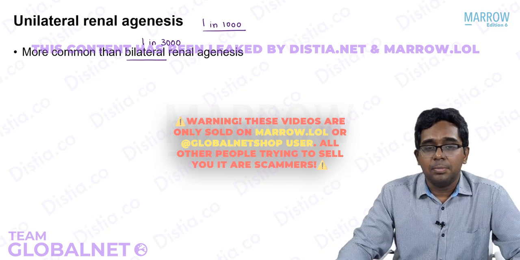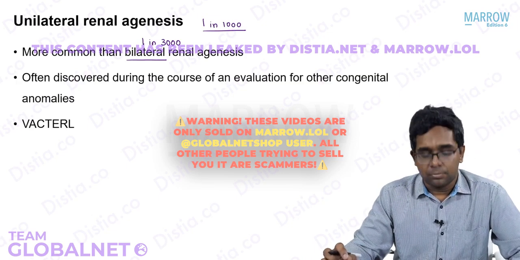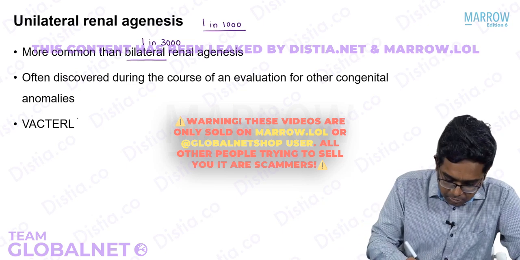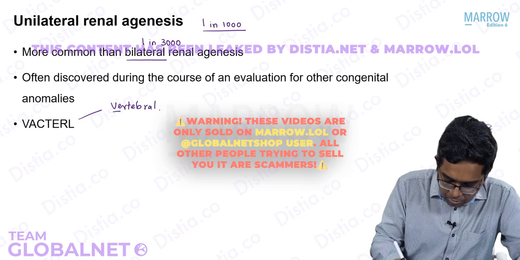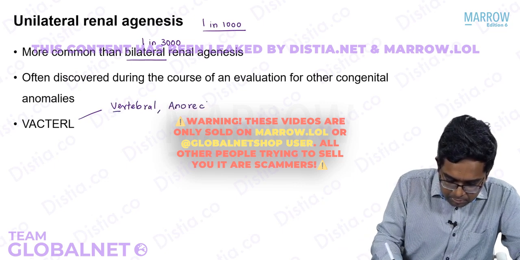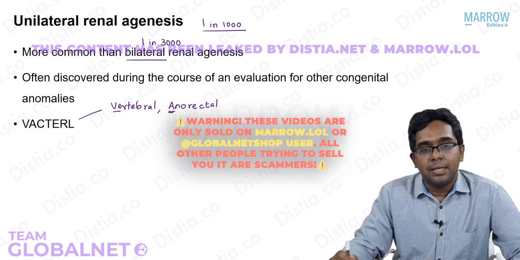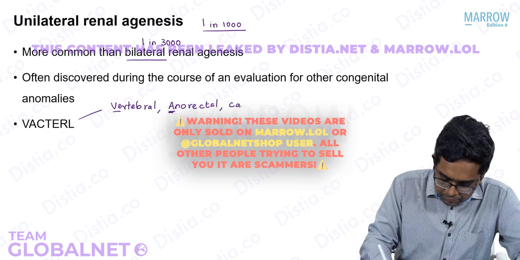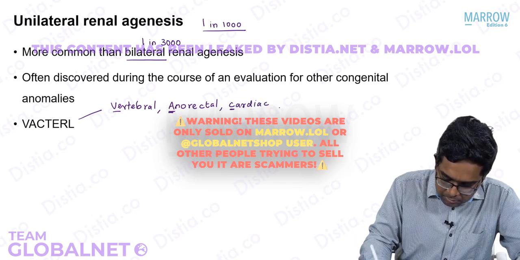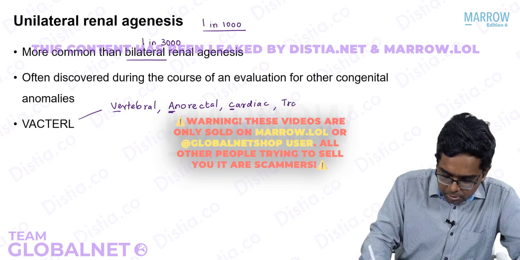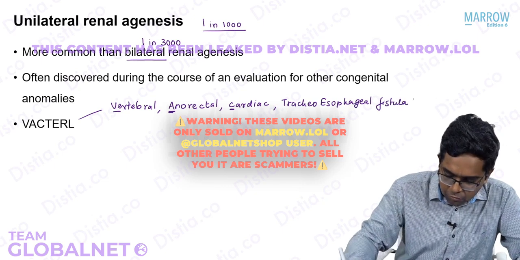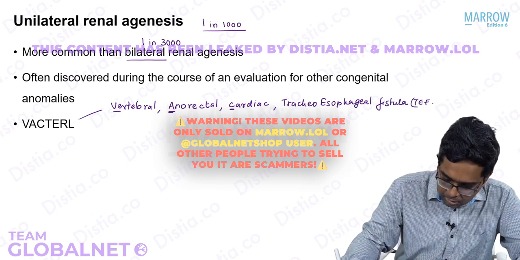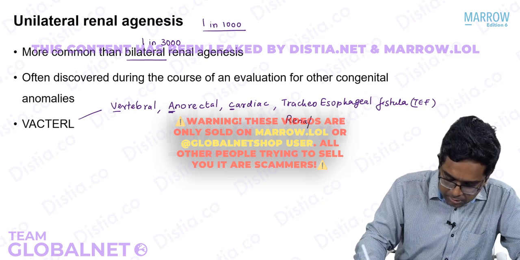This association is remembered as VACTERL syndrome. VACTERL is an expansion which stands for V, vertebral defects, A for anorectal malformations like anal atresia, C for cardiac defects, TE for tracheo-esophageal fistula, or what is remembered in the short form as TEF, R for renal anomalies, and L for limb anomalies.